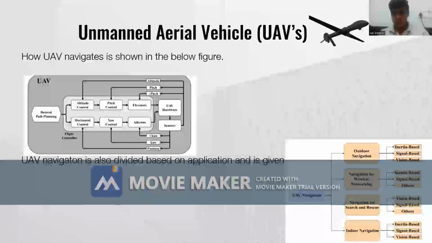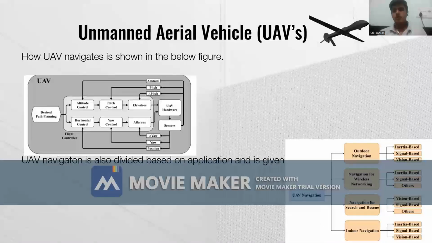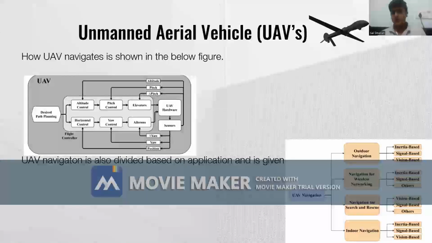So, how exactly are UAVs being made autonomous? For that, we have to know how a UAV navigates. Kindly pay attention to the diagram here. The desired path planning is based on two factors: altitude control, which means vertical control, and horizontal control. For vertical control, pitch is required, and for horizontal, yaw is required. Both can be controlled using a set of wings called elevators and ailerons, and all of this is connected to the UAV hardware.